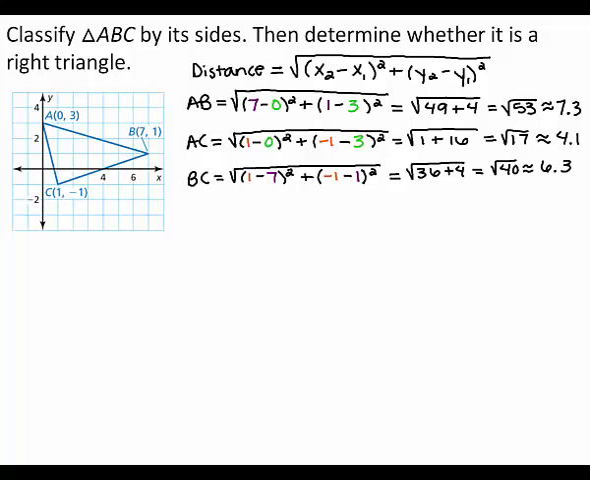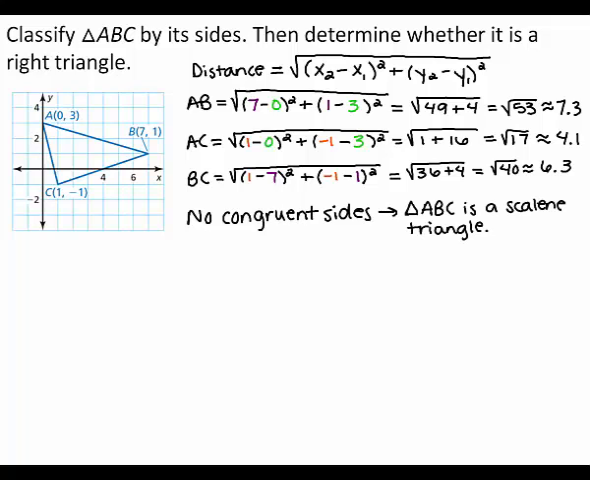Now, as you can see, none of the side lengths are equal. So, there are no congruent sides. Therefore, triangle ABC is a scalene triangle.